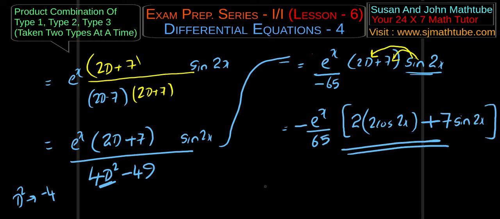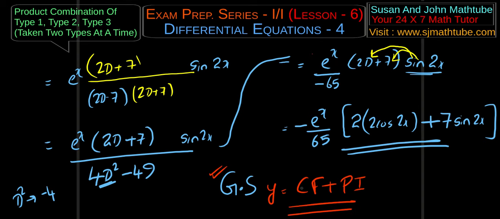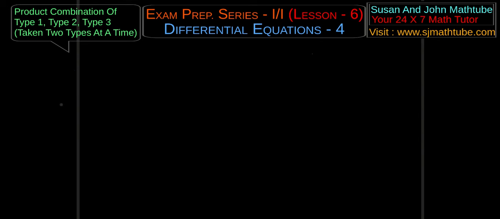So that's it. Now most important part, the general solution. I'm skipping this step regularly because I know you're smart. So GS will be CF plus PI. In the exam, don't forget to add them up. Now you can try one more question.